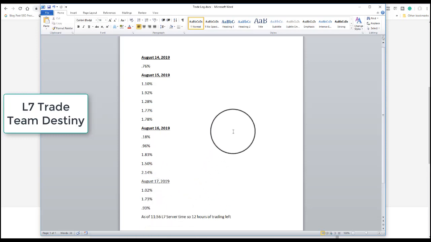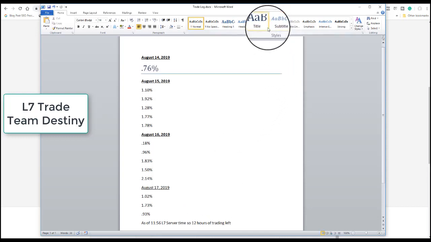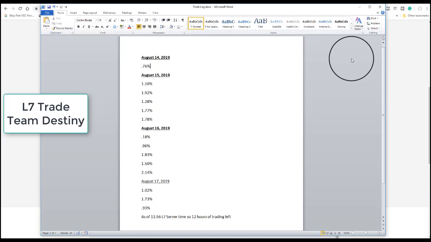So that's an update for you, how to calculate the profit for each trade that you've got. Hope that helps. Thanks.